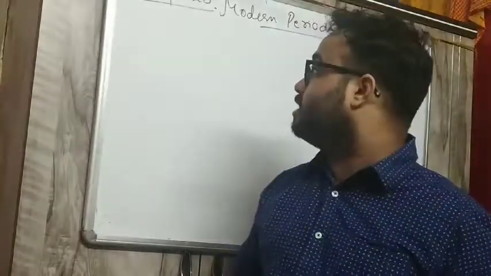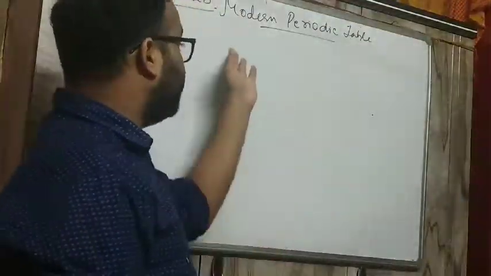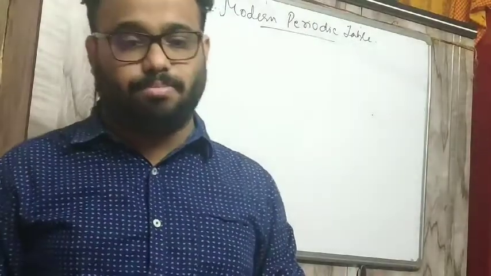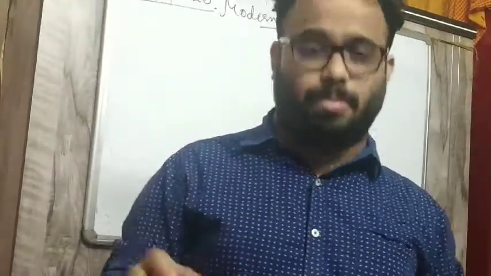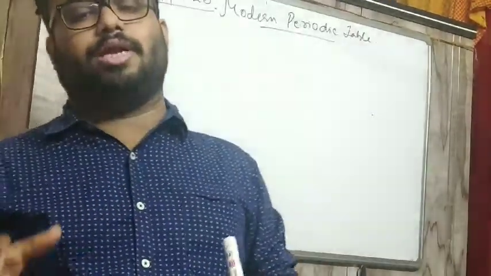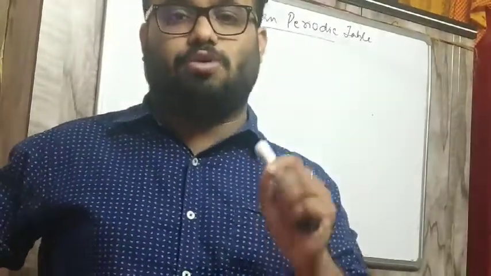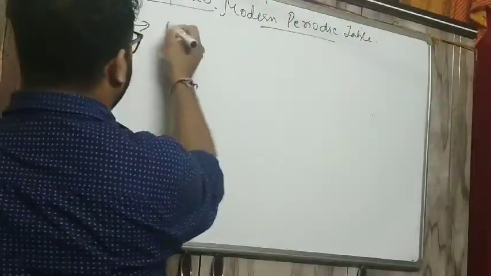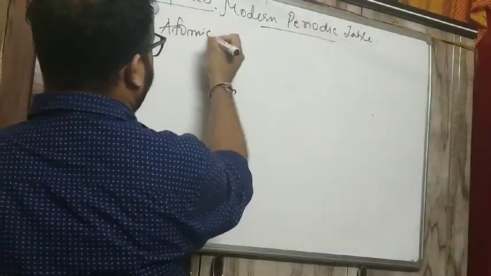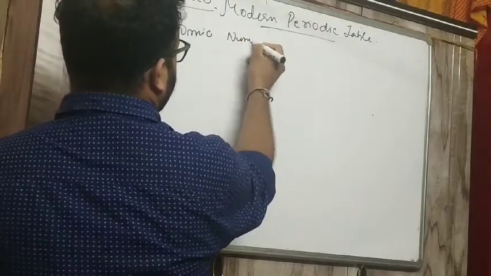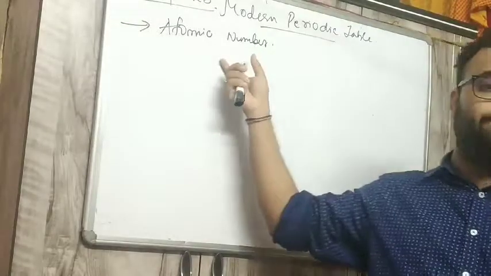And now we will be discussing, very importantly, the modern periodic table. The modern periodic table has come, as we discussed yesterday, from Mendeleev's periodic table. But what is the basis of the modern periodic table? The basis of the modern periodic table is atomic number.